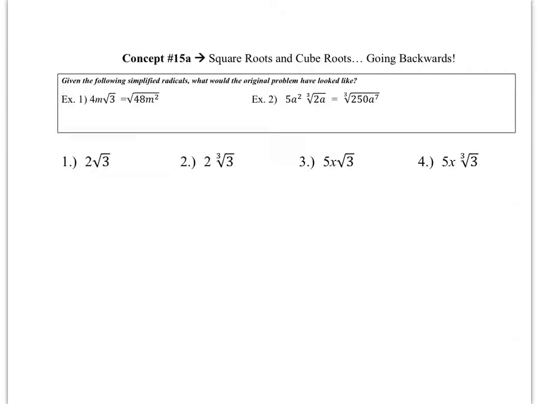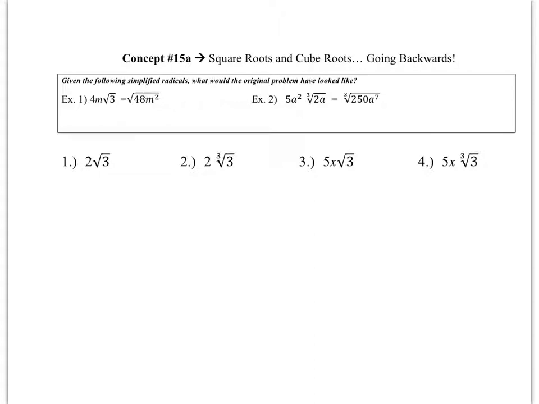All right, so this next concept is called going backwards with square roots and cube roots, and it's pretty simple. It's kind of like Jeopardy, where I'm going to give you the answer to the problem, and you have to work backwards to then give me what the question was.